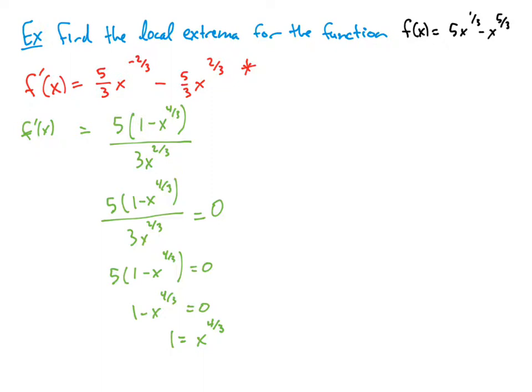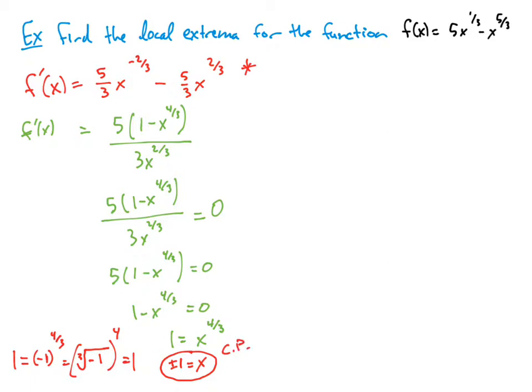If x is negative 1, let's write this out. 1 is equal to negative 1 to the 4/3, which is the same thing as the third root of negative 1 raised to the 4th power. The third root of negative 1 is negative 1. Raise that to the 4th power, that's equal to positive 1. And we could do the same thing with positive 1. That will also solve the equation. So we want to use plus or minus 1 for x. Okay, so those are the critical points.